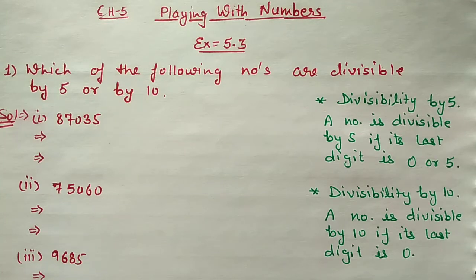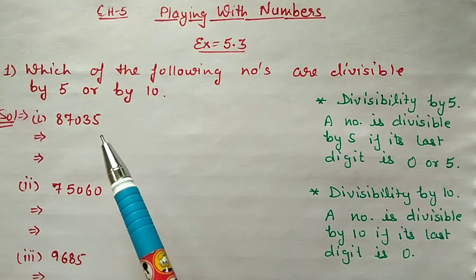Hello students, we are doing chapter number 5, Playing with Numbers, and today we will start exercise 5.3. In this exercise you will get questions based on the divisibility rules. So the first question we have: which of the following numbers are divisible by 5?